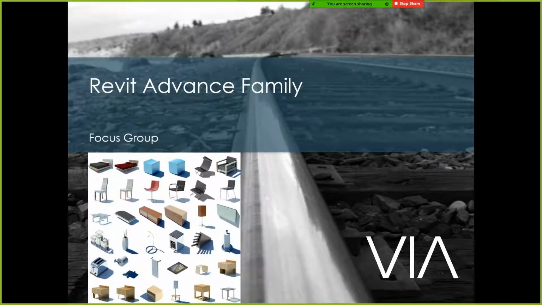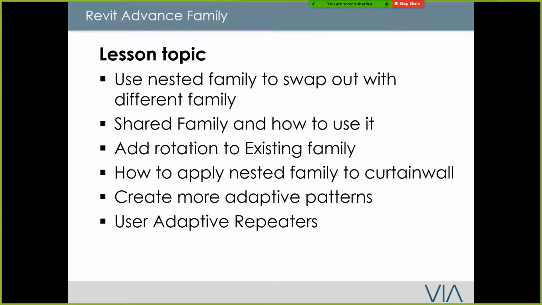Today we're going to talk about Revit Advanced Family. Today's lesson topic: how you use a nested family to swap out with a different family, how to use shared family, and how to add rotation. Let's assume that you want to rotate a certain degree, let's say in Z elevation. How do you do that? Add rotation to an existing family. How do you apply a nested family to a curtain wall, and then create more adaptive patterns?